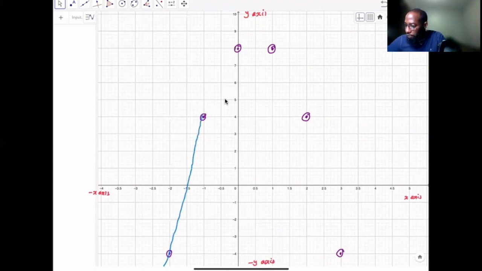Take your time. Erase that a little bit and do it over. Sometimes you need to erase to make sure it goes through the point as best as possible.